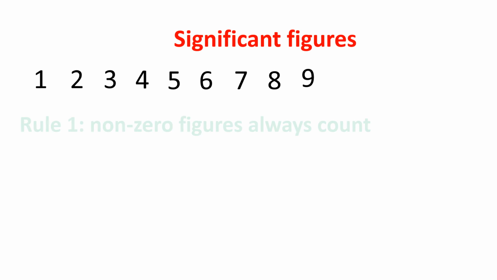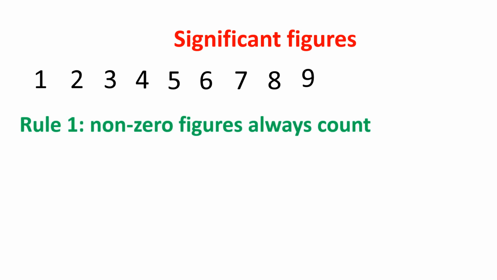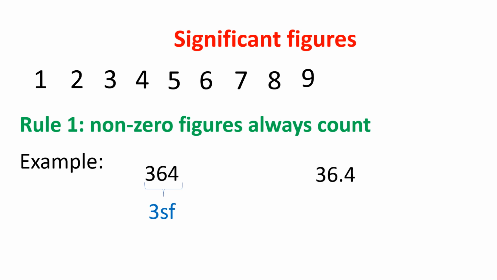Rule 1. Non-zero figures always count. Example, 364. Here, all the figures count, so we have 3 significant figures. 36.4. Here also, all the figures count, hence we have 3 significant figures.